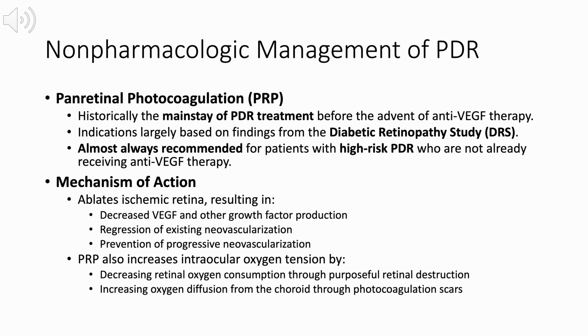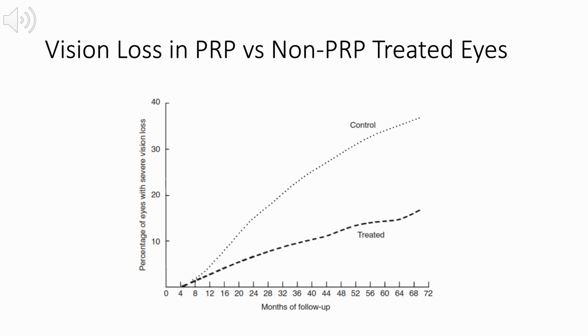So PRP does not merely eliminate the ischemic tissue producing VEGF, it actively improves oxygenation of the retina that remains. That dual mechanism is why the effect is so durable, and it is precisely the kind of two-part explanation that examinations favor.